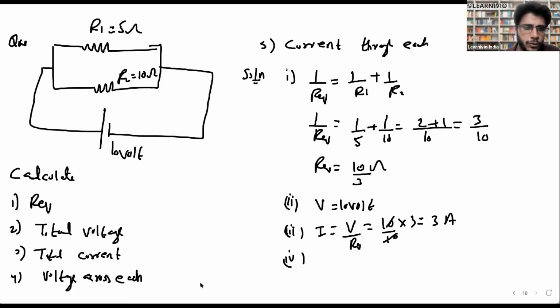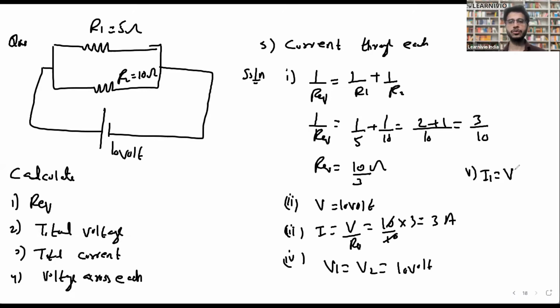For the fourth part, we need voltage across each. So voltage across each is the same. V1, V2 equal to 10 volt. Next, in the fifth part, I need current through it. So I1 is V1 by R1. V1 is 10, R1 is 5, so it's 2 ampere. I need I2, which is V2 by R2, which is 10 by 10, which is 1 ampere.